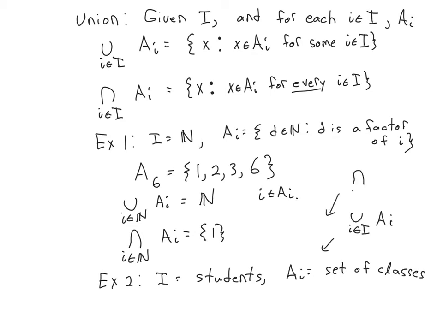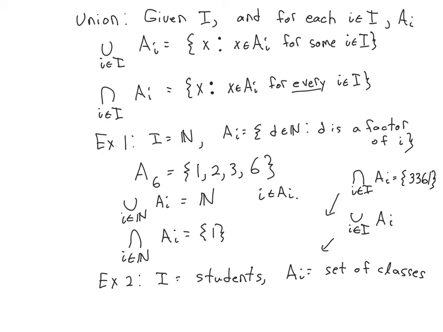On the other hand, the intersection would be the set of all classes that every student is registered for. And based on looking at some student records, it's quite clear that this class is it. This class is the only class that every student is registered for.